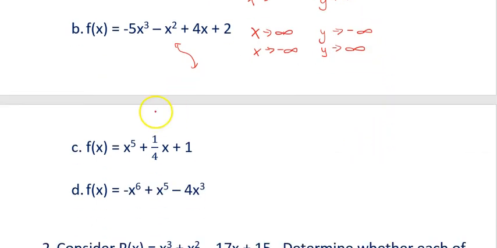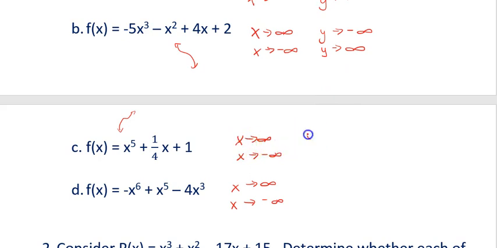There are 2 more examples here. It would be a good time to pause and see if you can do those on your own. Okay, for C, because it's an x to the 5th, that's an odd power, and the leading coefficient is a 1, understood. We know that it's going to be the regular cubic look, or odd look, I should say.